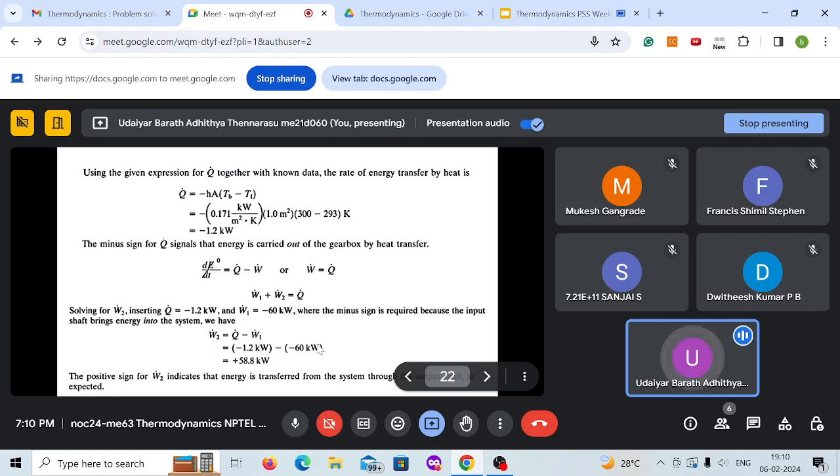So that will come out to be 60 minus 1.2. So W2 will come out 58.8 kilowatt. See, this is positive. This means it's going out. So you are getting that work. Work done by the system is positive. So W2 is positive, 58.8 kilowatt. So it's a simple problem on the first law.